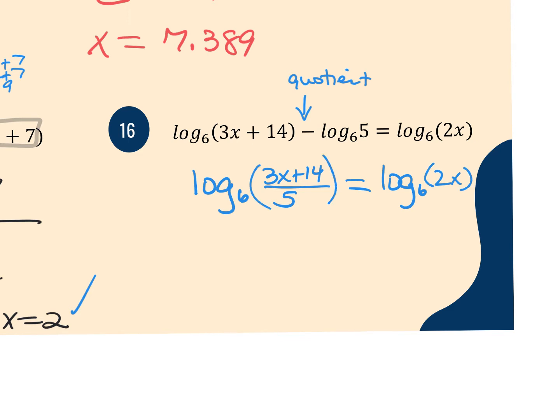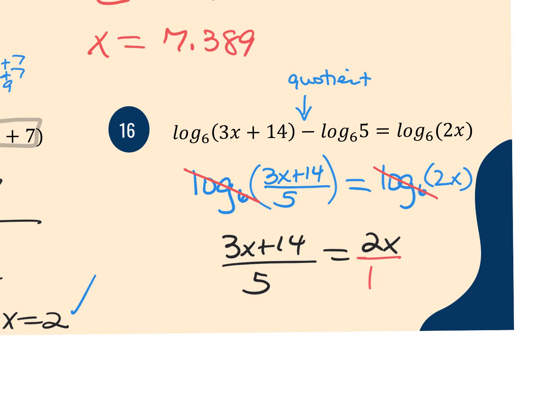Now that it's condensed, and now that I have a single log word with the base 6 on both sides, I can use my one-to-one property, drop the log base 6, and solve what remains. So I'm just going to solve 3x plus 14 over 5 equals 2x. Now, I'm going to add a 1 to the denominator over here, and I'm going to solve this as a proportion.